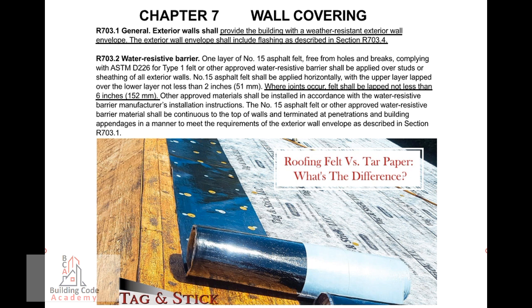Other approved materials shall be installed in accordance with the water-resistant barrier manufacturer's installation instructions. The number 15 asphalt felt or other approved water-resistant barrier material shall be continuous to the top walls and terminated at penetrations and building appendages in a manner to meet the requirements of the exterior wall envelope as described in section R703.1.